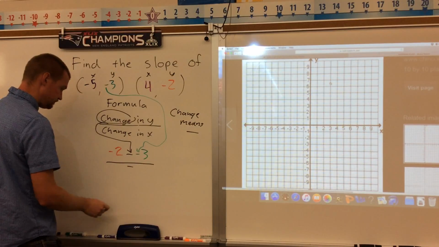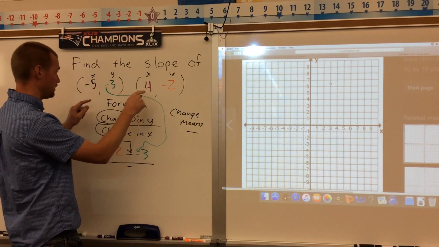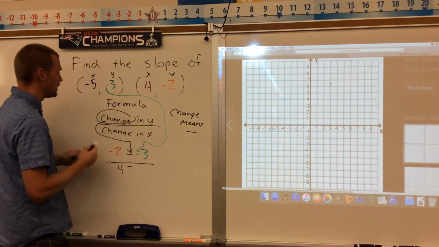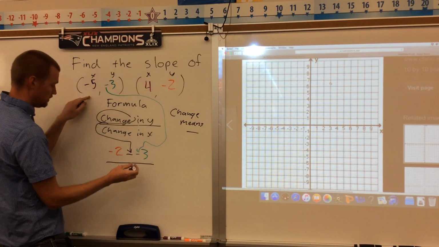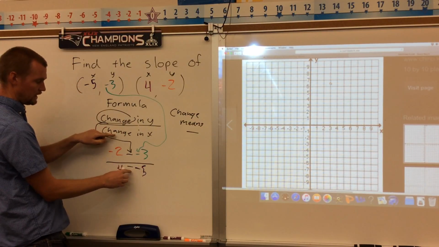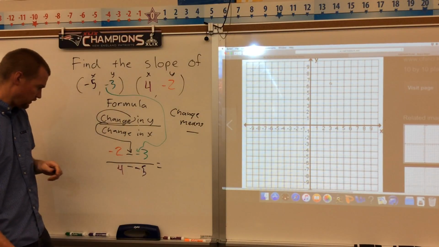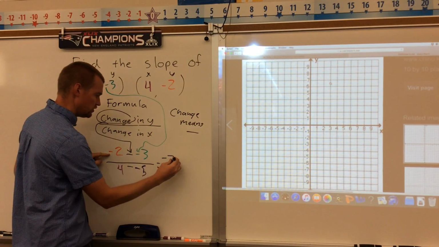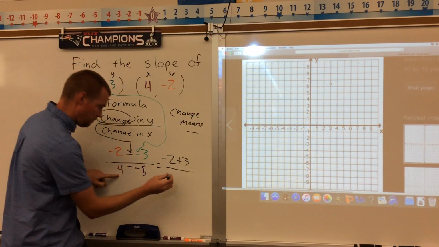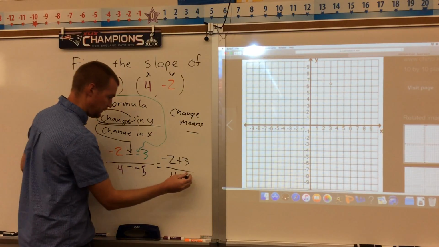So here we go. The bottom part is going to be the change in x. So what we're going to do is subtract 4 and 5. So we got +4 subtract the 5. Watch that double negative again. Negative with the 5, change, negative. All right, here we go. We're going to work this out to make a beautiful equation. We have -2, negative is a +3, divided by +4, negative is also a +5.